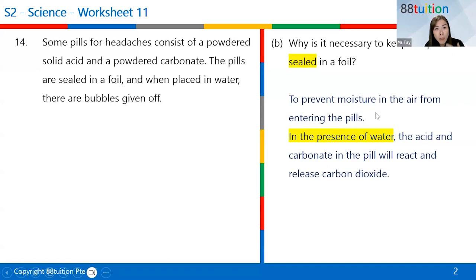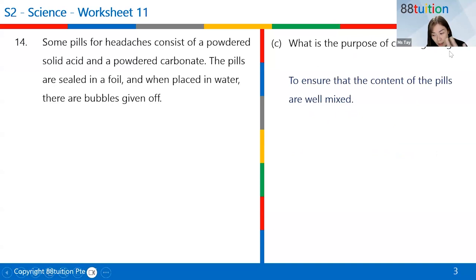Only when you consume it, you drink water, then this acid will start to react with the carbonate and help to solve any problem that you're facing. So the purpose of keeping it sealed nicely is to prevent moisture from reaching the pills, because in the presence of water, acid and carbonate will react and release carbon dioxide. So let's say there is a tiny hole in that foil, the medicine cannot be consumed anymore. It is not going to serve its purpose, right?